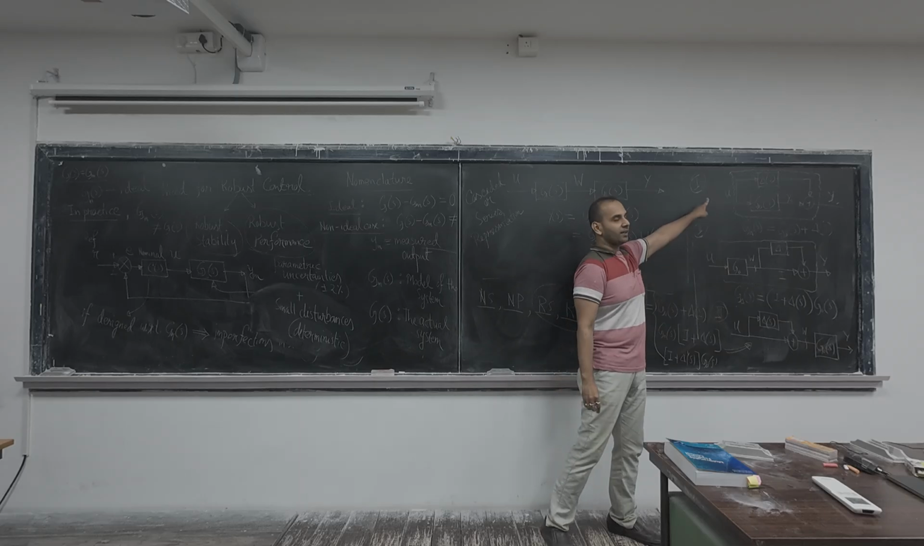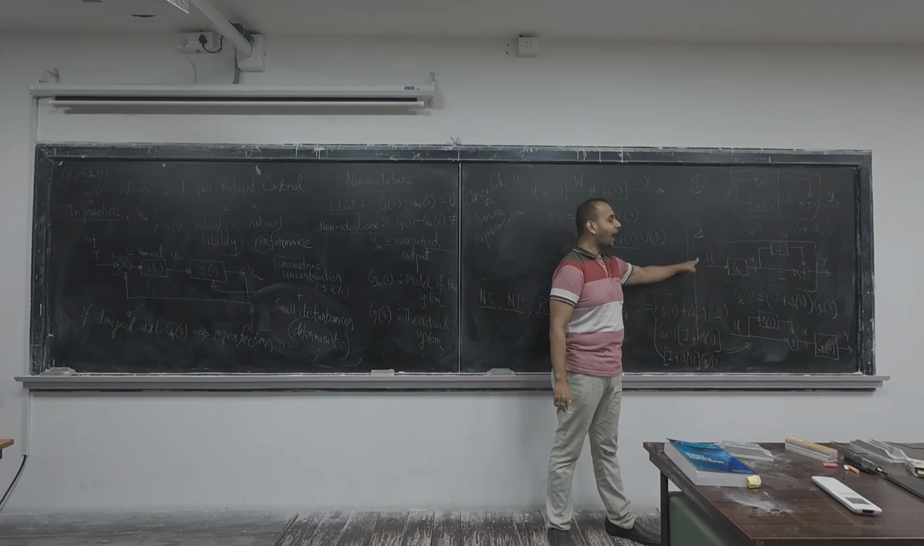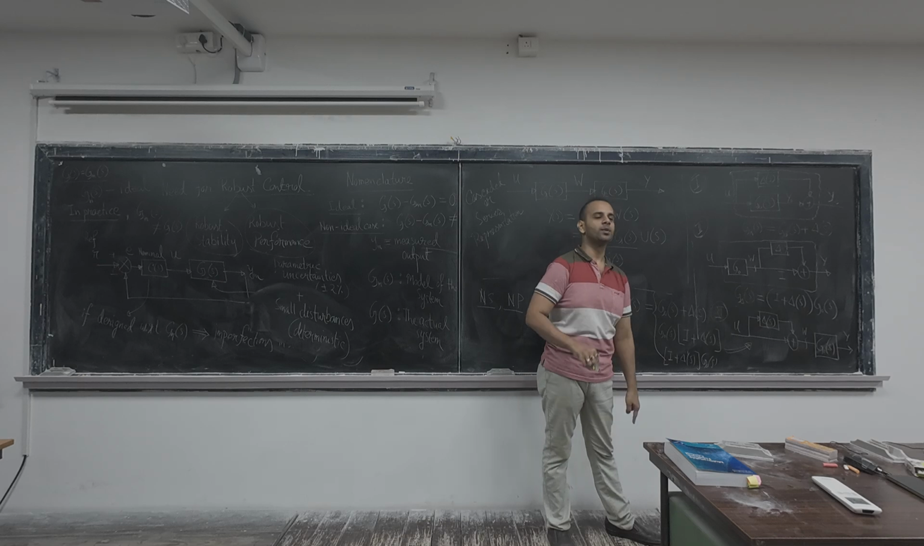So once again, the first one is the additive uncertainty representation. Second one, output multiplicative uncertainty representation. Third one, input multiplicative uncertainty representation.